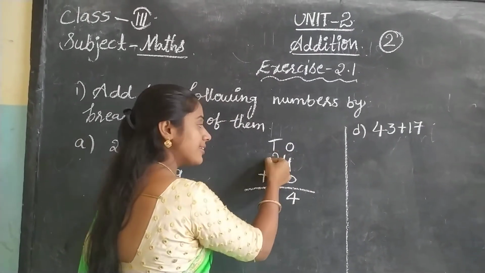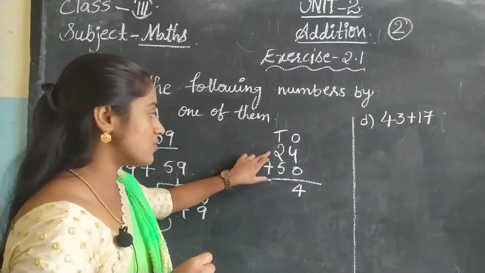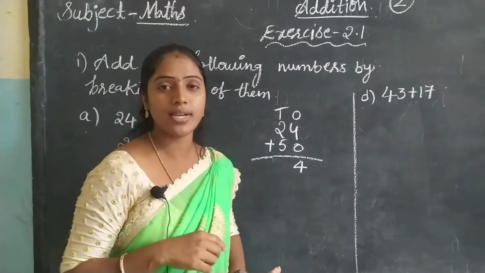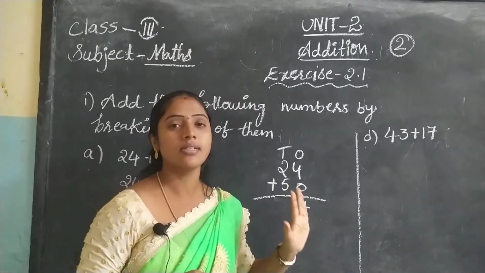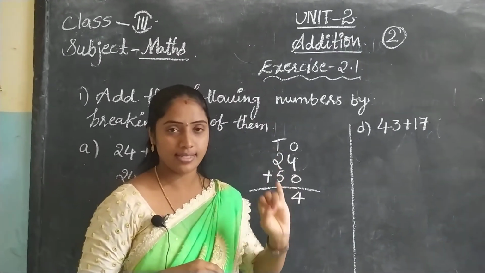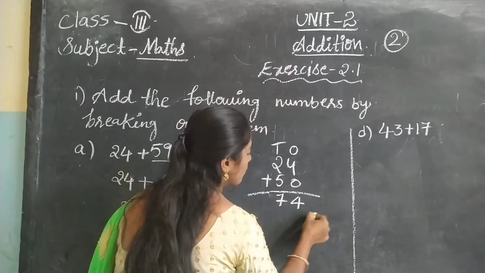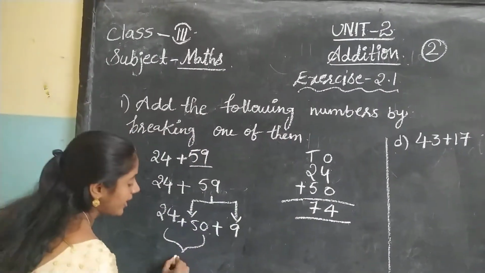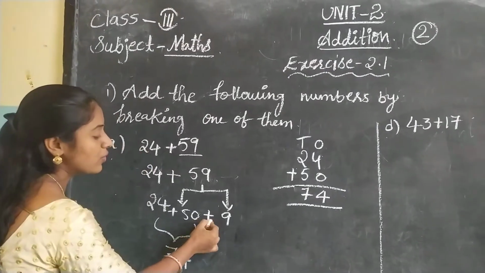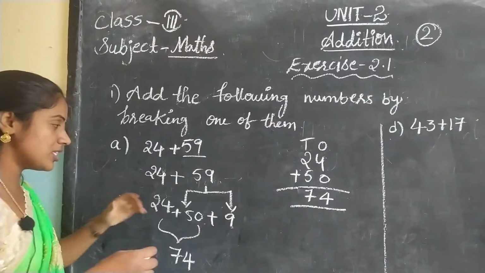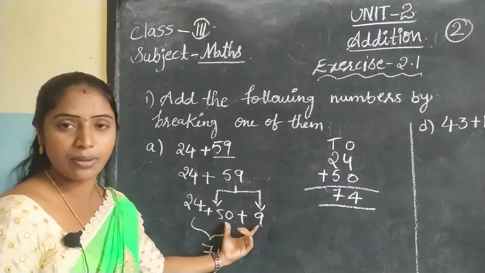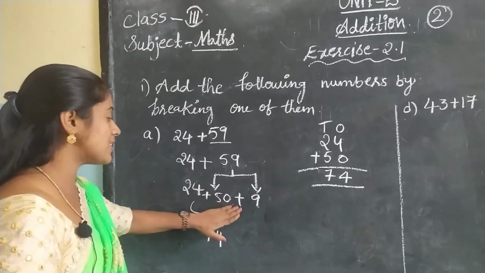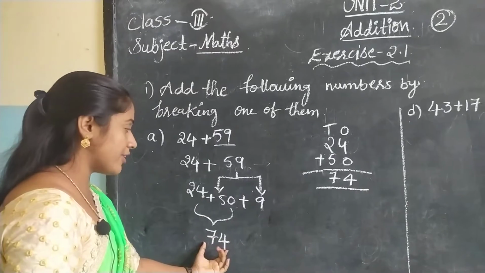Next we go to the tens place. In tens place, what are the digits? 2 plus 5. How much is 2 plus 5? After 2, count 5 numbers: 3, 4, 5, 6, 7. So what will the sum be? 74. So you write 74 here. Next you have to add this 9. First we are breaking the number 50 plus 9. First we added 24 plus 50 equal to 74.